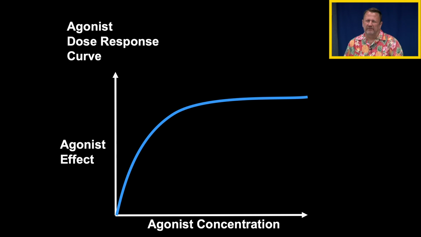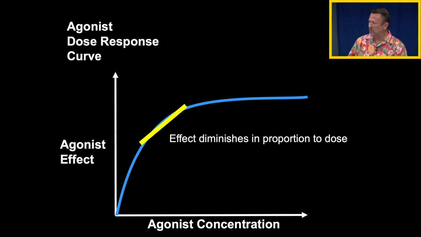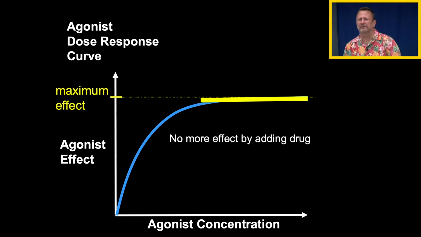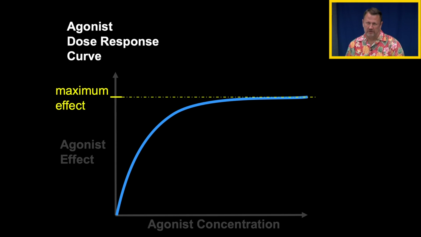All right, it gets confusing. You read one pharmacology book, their agonist dose response curves look like that. Effect increases in proportion to dose, and eventually adding more drug does not add more effect. It gets confusing, you see these curves that look like that.